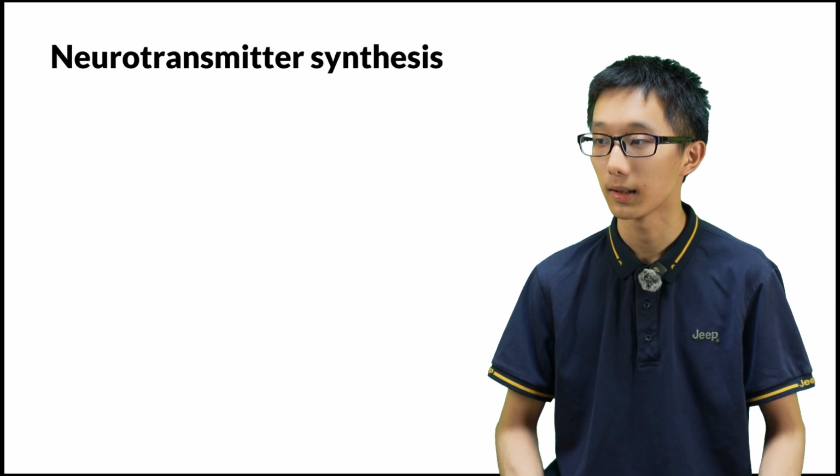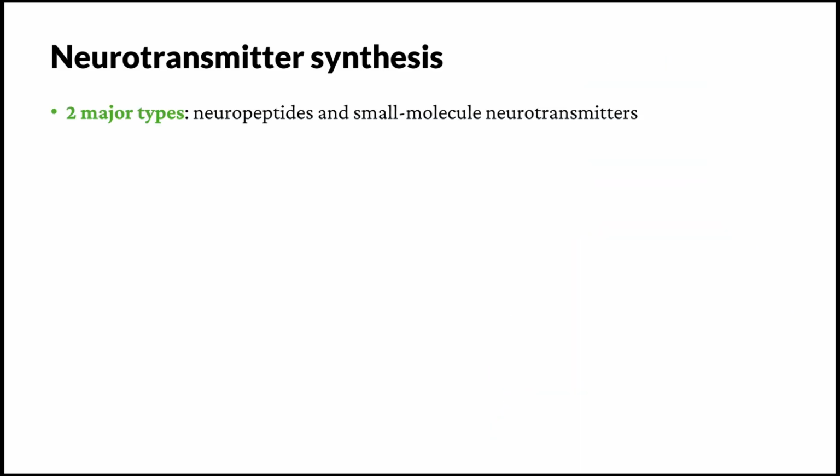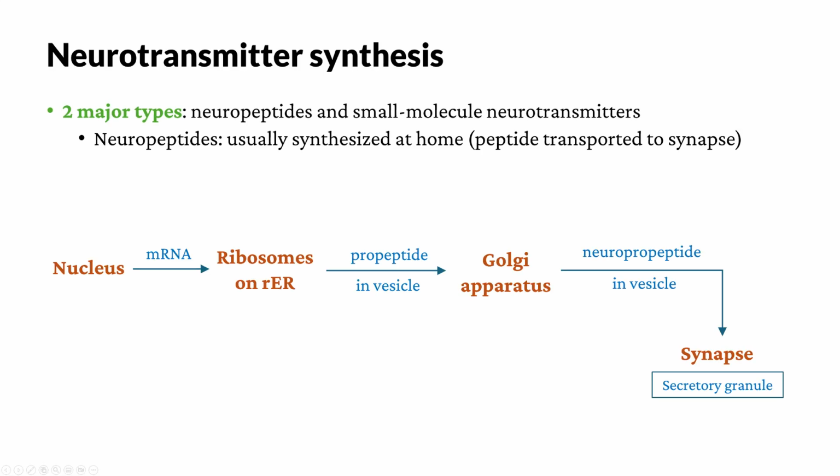Neurotransmitter synthesis. Of course, if we want to use neurotransmitters, they must be synthesized in some way. There are 2 major types of neurotransmitters. They are neuropeptides and small molecule neurotransmitters. They are synthesized in different ways. Neuropeptides are usually synthesized at home, or in other words, at the soma, just like any other protein. Usually, a propeptide is synthesized at first. This peptide is not the exact neurotransmitter that we will use in the synapse.